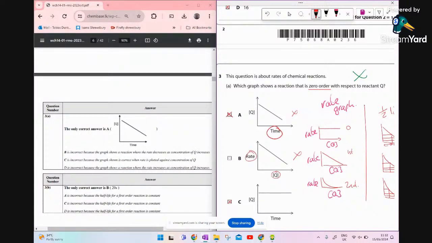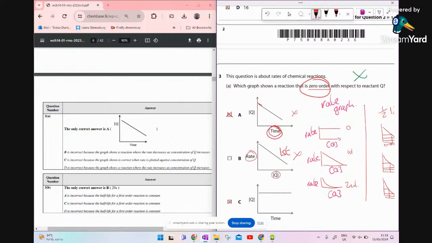Whereas if this one was the rate in first, hang on a sec, the rate one is still going to be okay for zero. Damn it. This graph here is for first order. It's my absolute standard first order. But they're looking for zero.